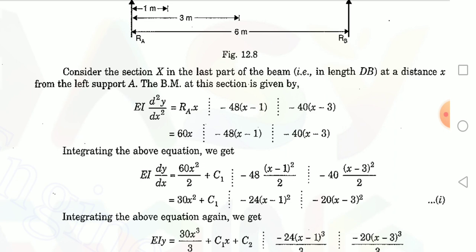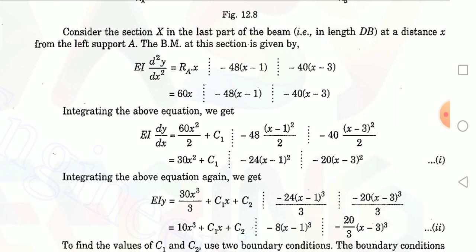Integrating the above equation again. The first equation is the slope equation, and the second equation is the deflection equation. Again we integrate it: EI dy/dx is integrated, then we get y. So EI y equal to 30x cube by 3 plus C1x plus C2, then minus 24 (x minus 1) cube by 3. Similarly on the last slab, minus 20 (x minus 3) the whole cube by 3.